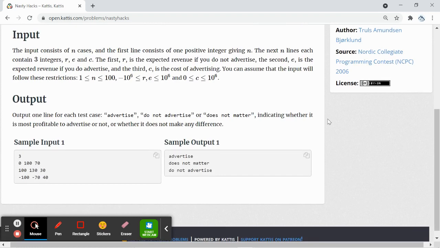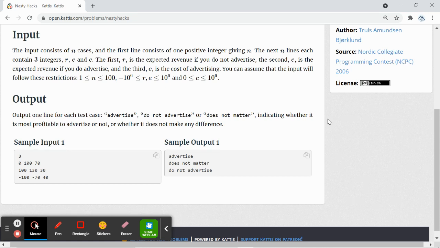The input will consist of n cases. The first line consists of one positive integer denoted by n. The next n lines each contain three integers, r, e, and c. The first, r, is the expected revenue if we do not advertise. The second, e, is the expected revenue if we do advertise. And the third, c, is the cost of advertising. The output will be one line for each test case: advertise, do not advertise, or does not matter.